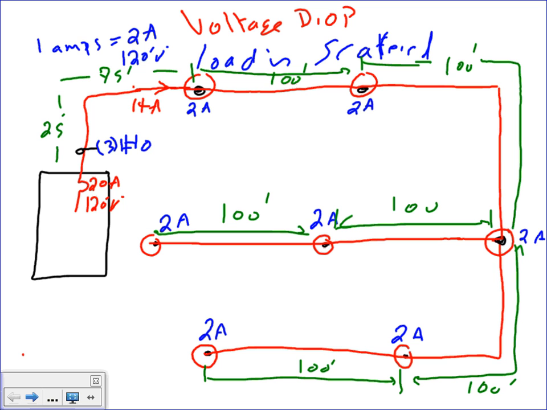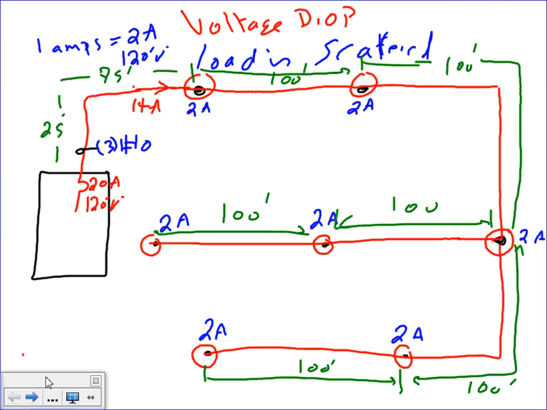I have a 20 amp circuit feeding 7 lights. Each one of them is 2 amps, 120 volt rated lamps, and the distances are indicated in green color. Basically 100 feet between the fixtures. Okay, anybody has any problem with the assumptions first? The assumptions. And what do we need to do?